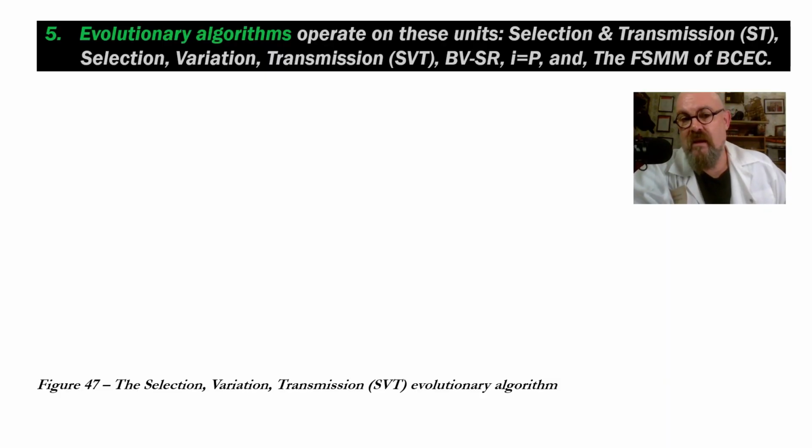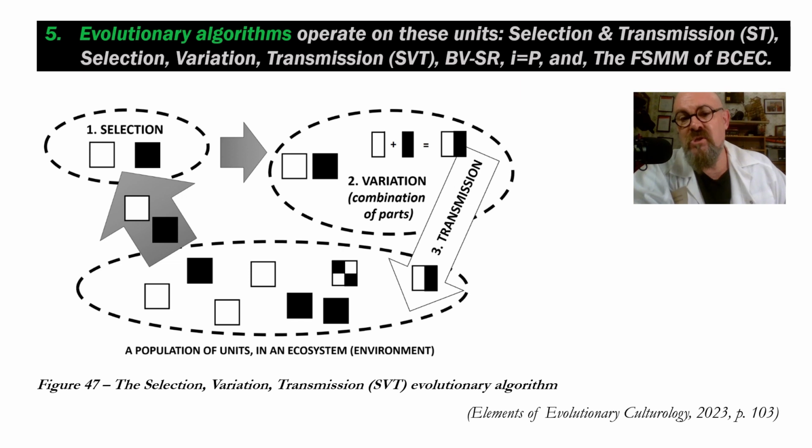So now that we know what the units are, fractal Holon partons in all domains, here's some of the evolutionary algorithms or mechanisms of change that operate on them, such as selection, variation, and transmission. There's one diagram from Elements of Ev Cult. You can select two units from the pool of units. You can then vary them by combining their parts and then transmit that new unit back into the pool, which is pretty much what happens with all units of culture.